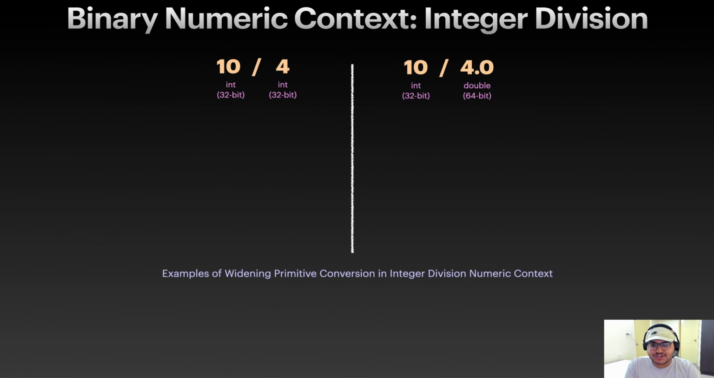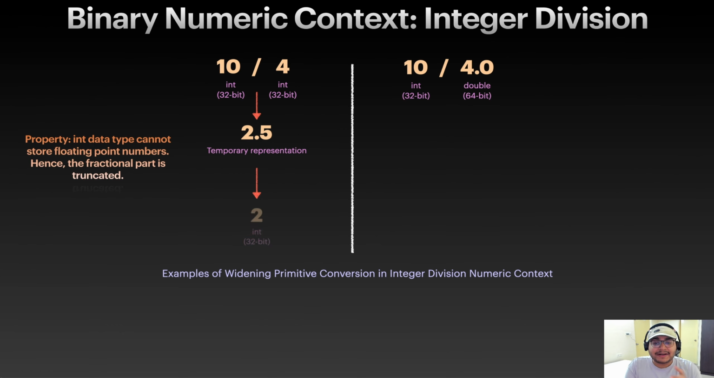Next, let's consider integer division. We have already seen this before, but here's the reasoning. When dividing 10 by 4, both operands are literals of data type int. So the final result is also of int data type. The fractional part in 2.5 is lost while narrowing it down to int, leaving just 2 as the final result.